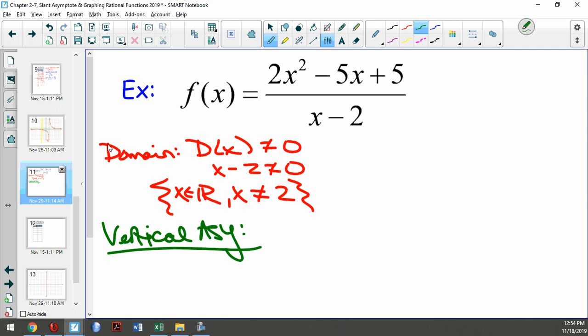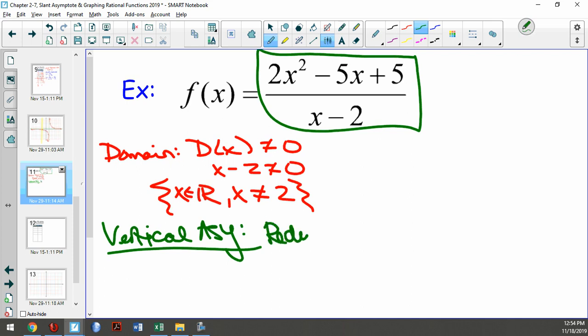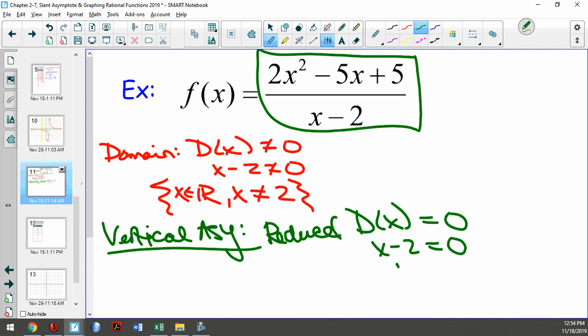Vertical asymptotes. Can I factor the numerator 2x squared minus 5x plus 5? No, it's not factorable, which means nothing's going to cancel out. So that means this right here is the entire reduced form. Do we all understand that? So with that being said, if I take the reduced d of x and set that equal to 0, x minus 2 is equal to 0, so x is equal to 2. Not only do I have a hole in the graph at negative 2, but it's actually going to be an asymptote. Do we all understand that?